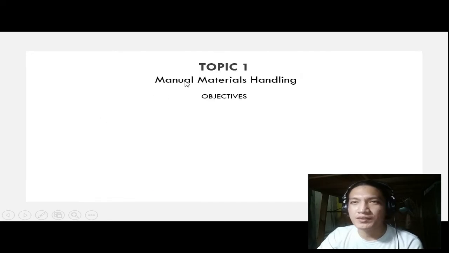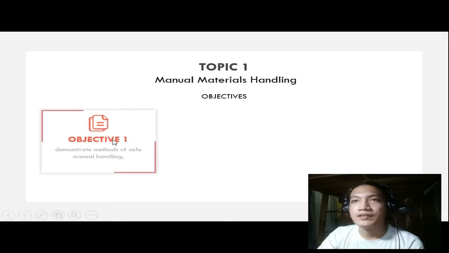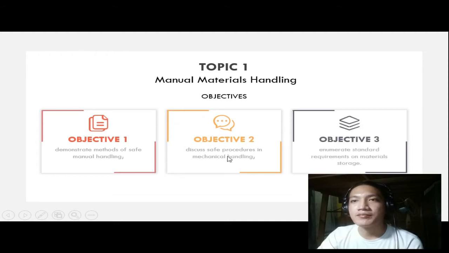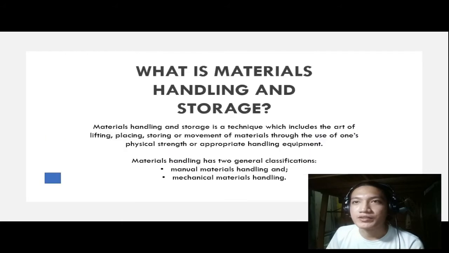So, Topic 1 is mine, the Manual Materials Handling. What is the objective of this? Objective 1 is to demonstrate methods of safe manual handling. Objective 2, discuss safe procedures in mechanical handling. And Objective 3 is to enumerate standard requirements on material storage. So, these are the objectives of the materials handling and storage that we will report.